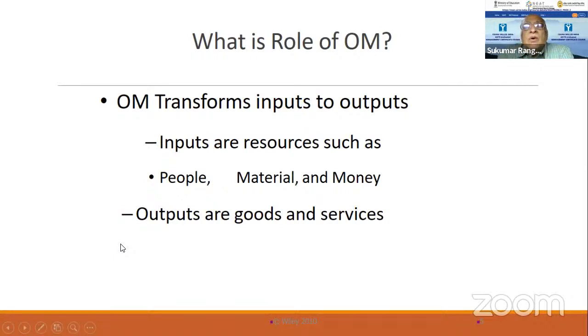So what is the role of operations management? Basically, operations management transforms, as we said, inputs to outputs. Inputs are resources such as people, material, and money. And of course, there are also methods which we can add to that. And outputs are goods and services.